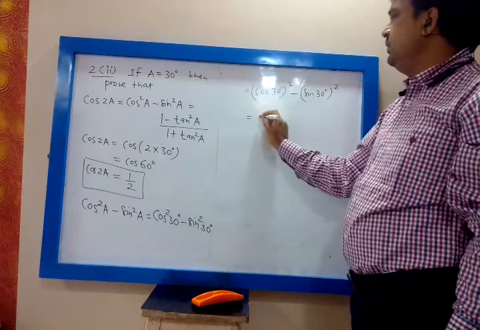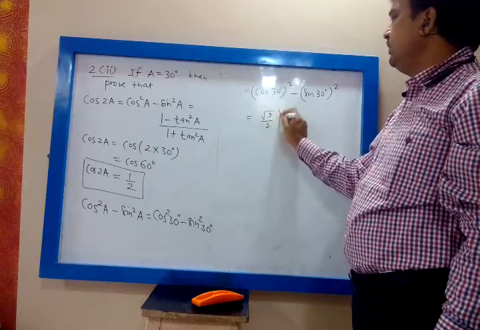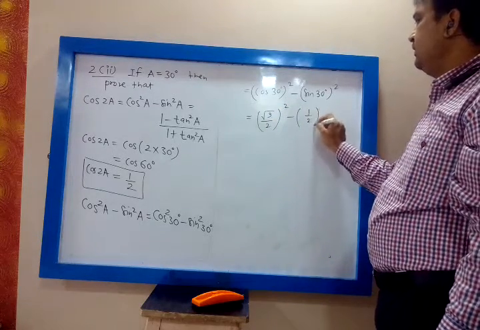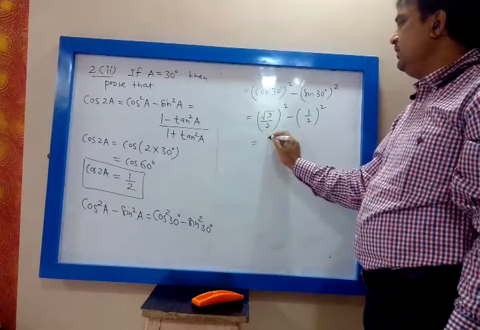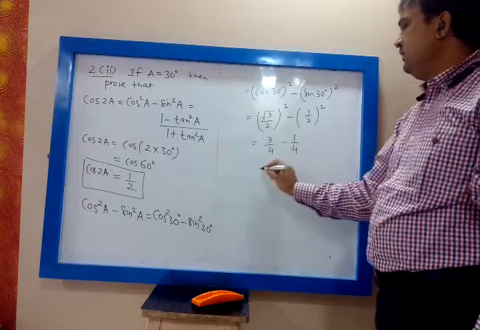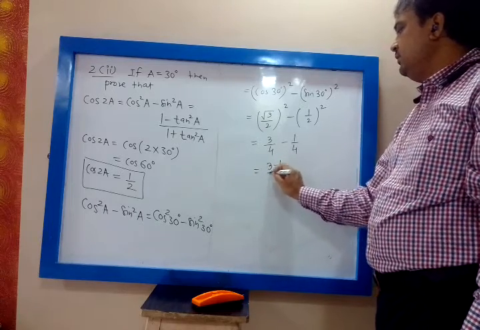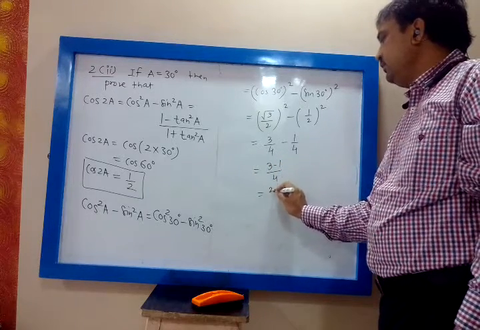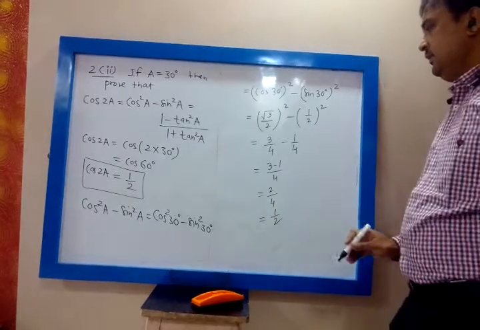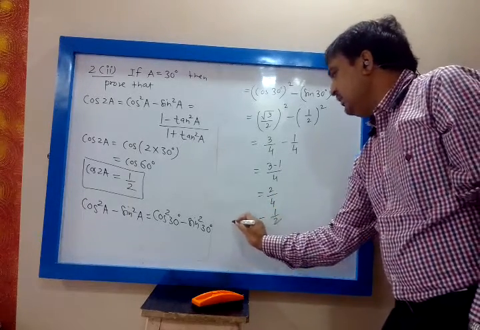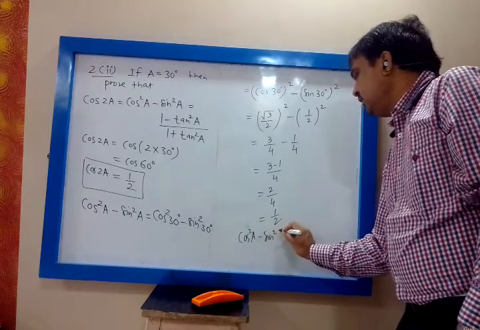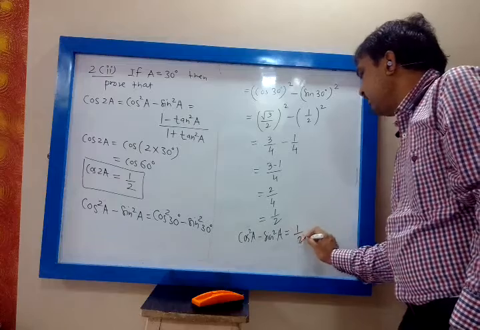What is cos 30 degrees? Root 3 by 2, squared. Sin 30 degrees is 1 by 2, squared. What is root 3 square? That is 3 by 4 minus 1 by 4. 3 minus 1 by 4 is 2 by 4. 2 by 4 is 1 by 2. Okay. So finally, cos square A minus sin square A value is 1 by 2.